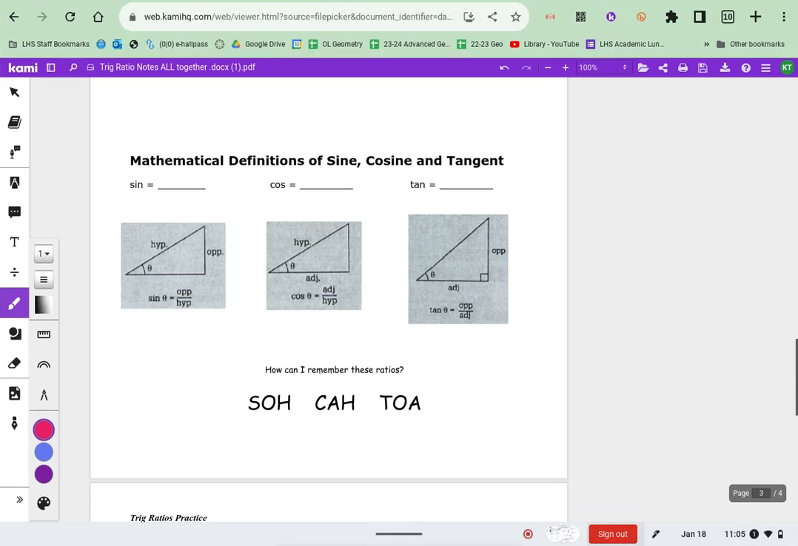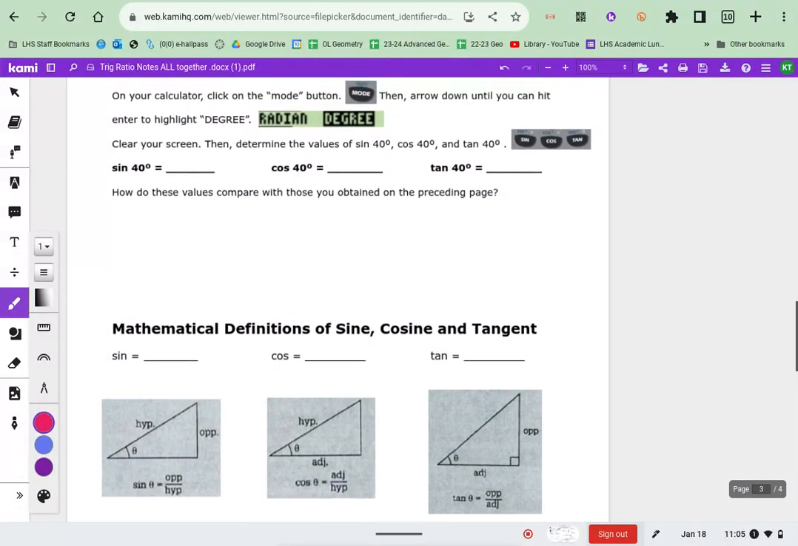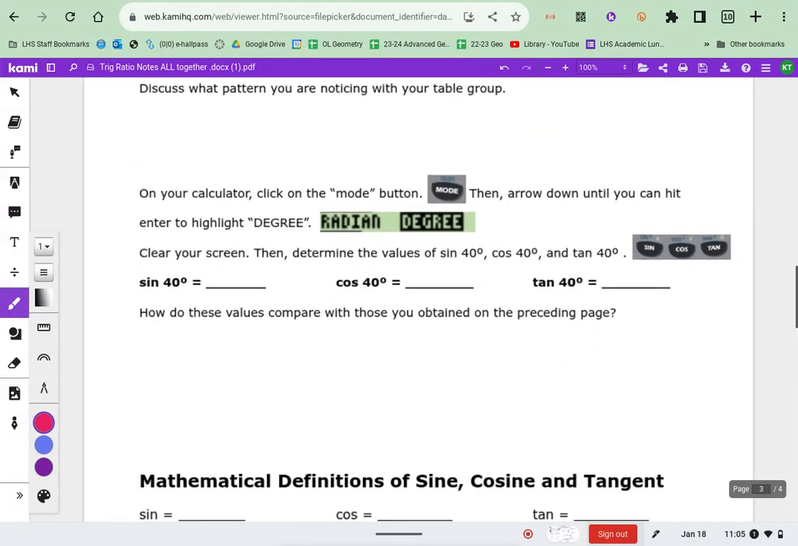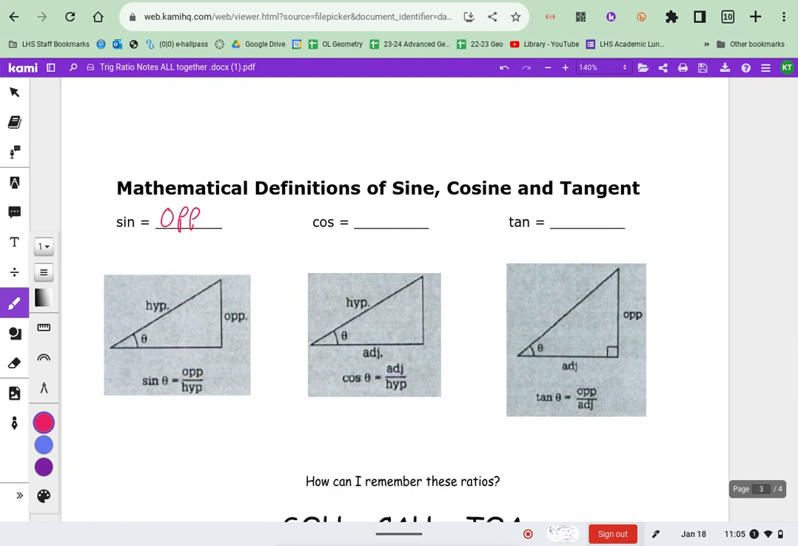So the first one is sine. We abbreviate sine with S-I-N, but we still say it sine. We don't say sin. And sine is always the ratio of the opposite side divided by the hypotenuse in reference to the angle that you're working with. So it's always the opposite side divided by the hypotenuse.